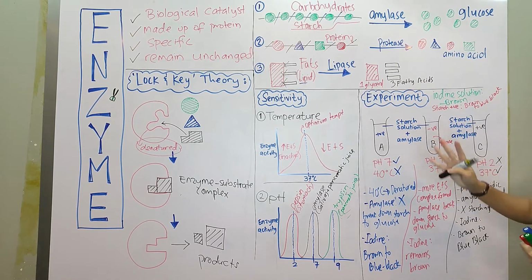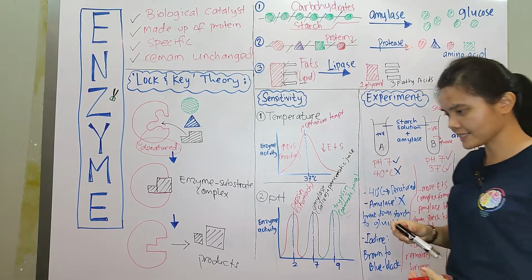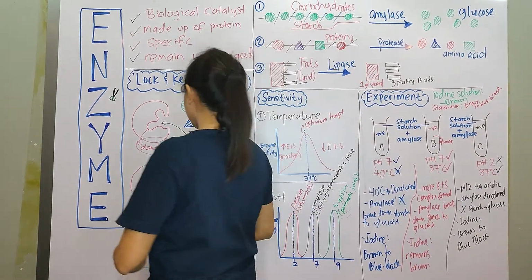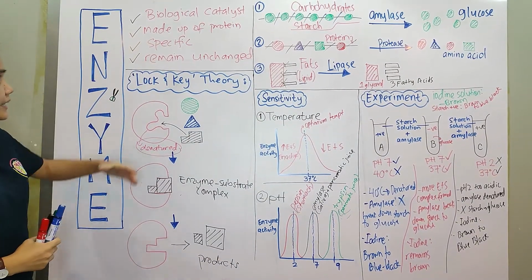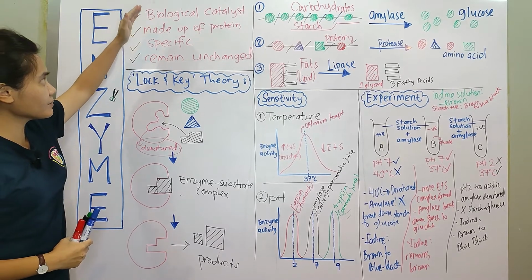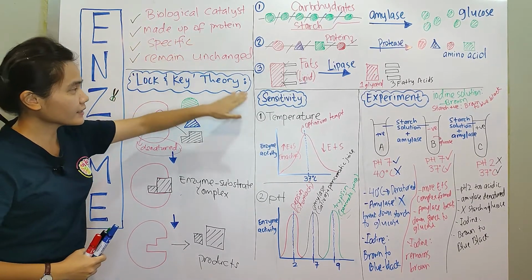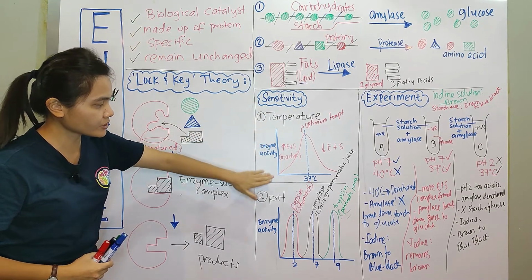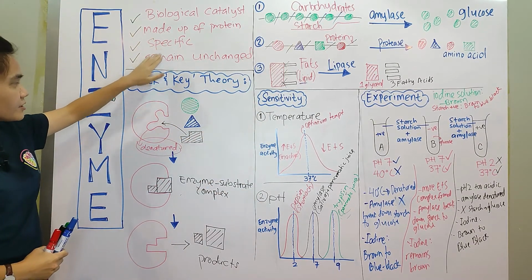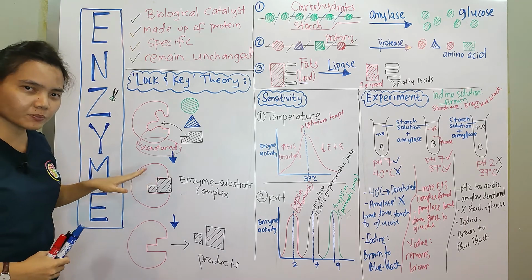All right. So this is enzyme. This is the life of enzyme. So again, this is the biography. Enzyme is a biological catalyst that speeds up a reaction. It is made up of protein. That's why they are very sensitive to temperature and also pH. And they're very specific, so they will only break down specific substrate.